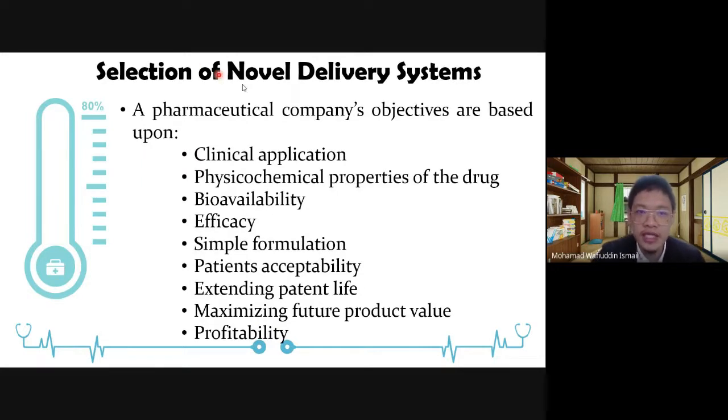So in selection of a novel drug delivery system, the pharmaceutical company's objectives are based on this kind of objective, to ensure that the development of a new type of delivery formulation or new type of technology to be delivered to the patient will meet this objective. It must meet this objective to ensure that the product is acceptable. If this kind of product is new but does not meet the objective, there is no point for the pharmaceutical company to develop this kind of drug.